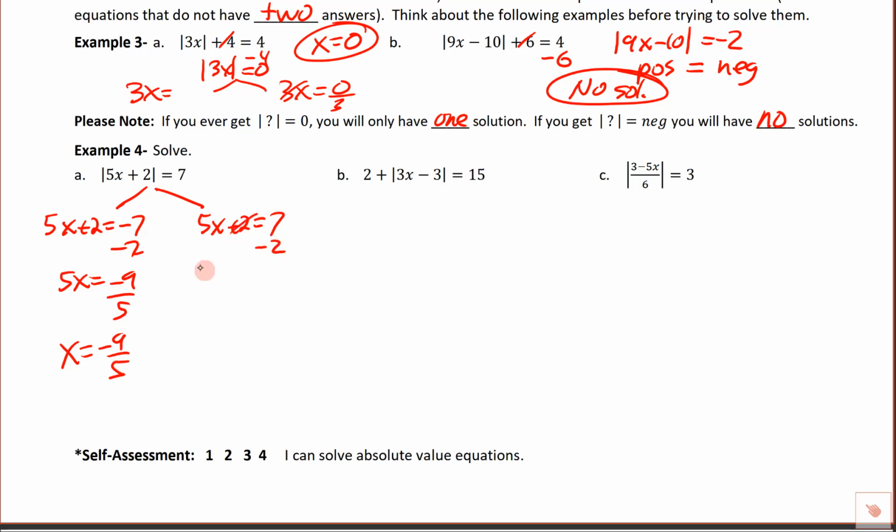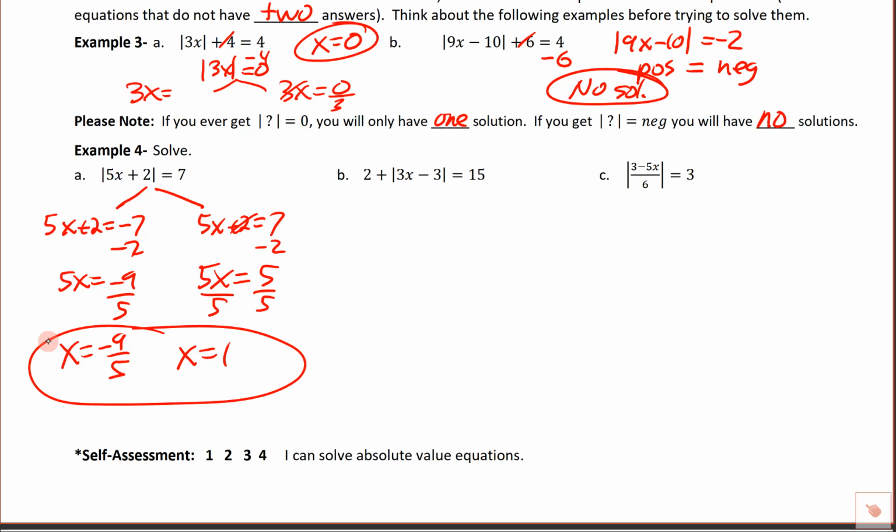We're going to subtract 2. 5x equals, well, this turns out to be 5, so when we divide by 5, I end up with x equals 1. So one of the answers is a nice integer like 1. The other one is an improper fraction that happens to be negative. No big deal. We can deal with that.